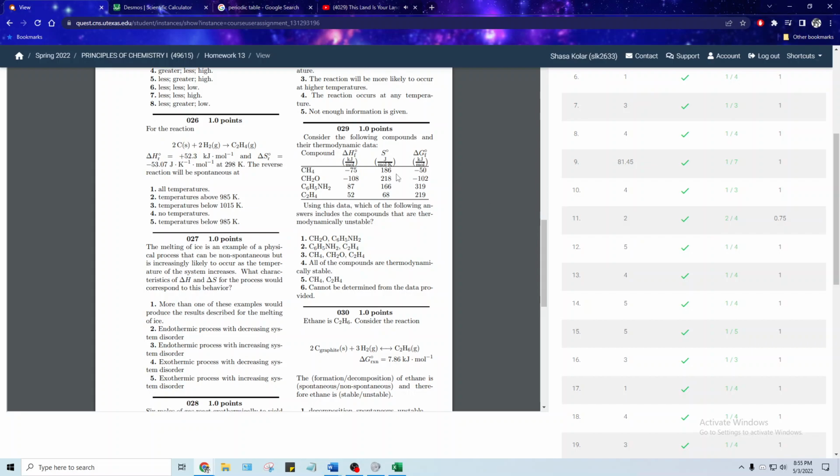And then number 26. For the reaction 2C plus 2H2 makes C2H4, delta H.